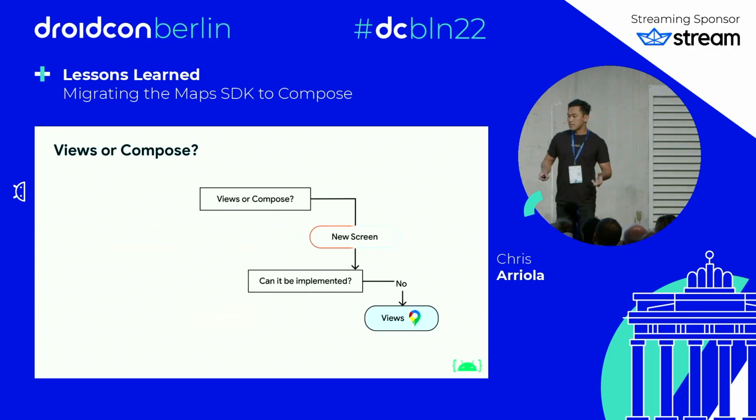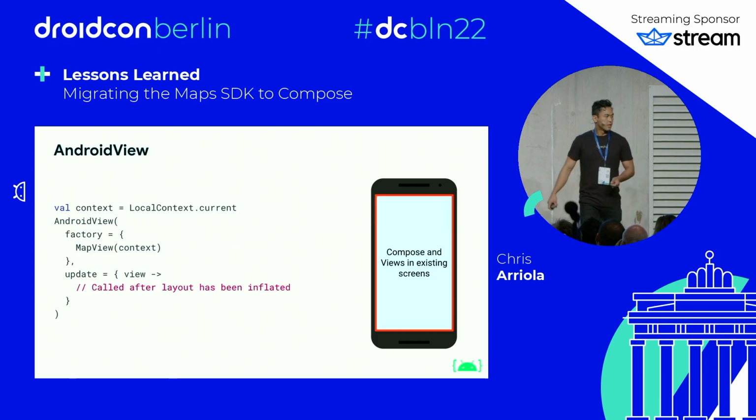And the Maps SDK falls under this path in the decision tree. So Maps SDK is view-based, and if you want to use it in Compose, you have to use one of the available interop APIs to bring it into Compose. So what are those interop APIs?